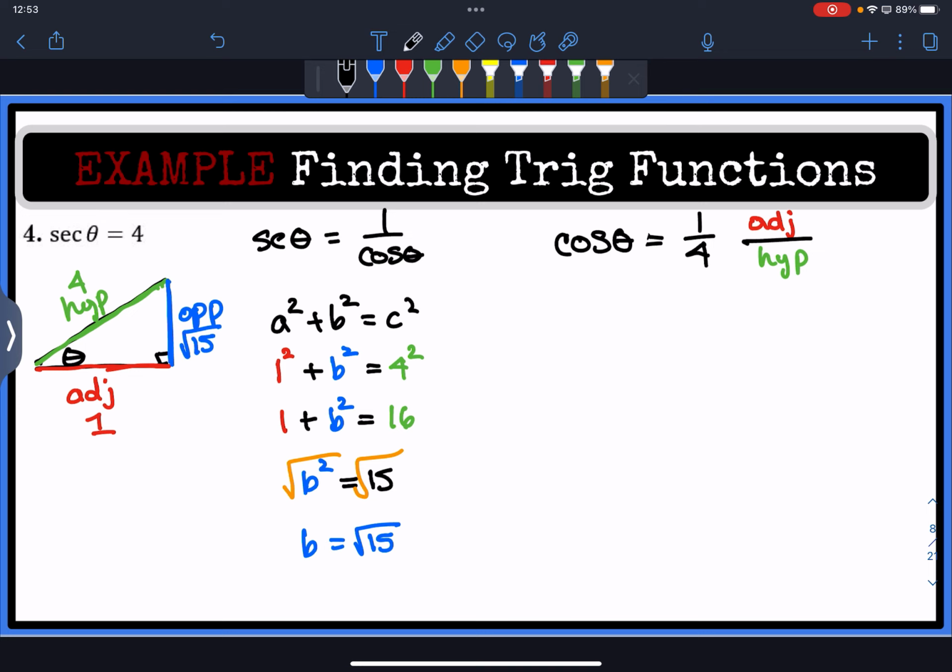So now we can figure out the remaining trig functions. We need sine. We do not know the sine of theta. So the sine of theta is the opposite divided by the hypotenuse. Tangent of theta is the opposite divided by the adjacent. So that's just the square root of 15 since we're dividing by 1.